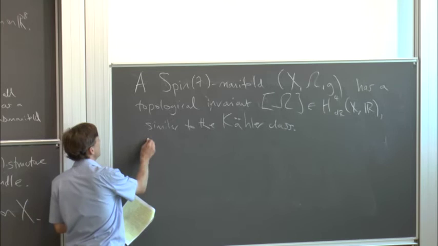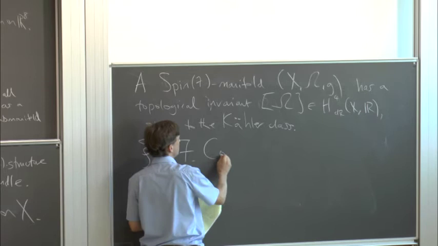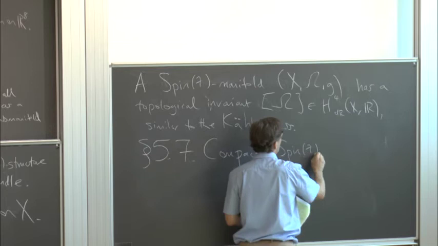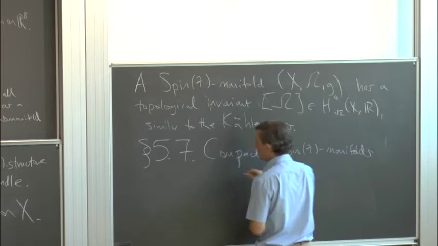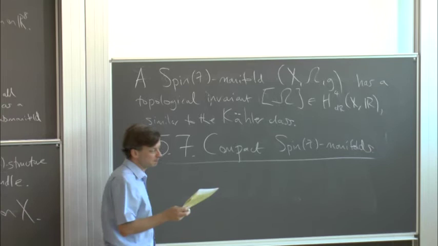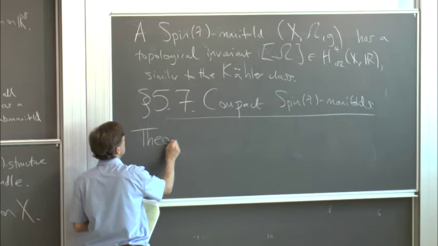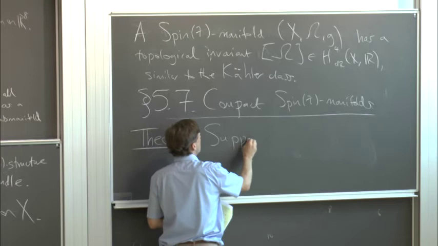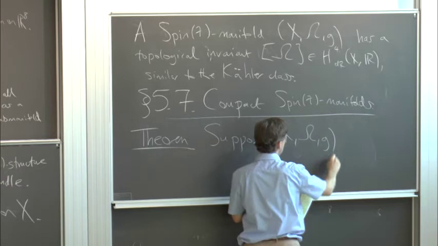Okay, let's have a section 5.7 on compact Spin(7) manifolds. Initially just on the general properties of them. So let's have a theorem. Let's suppose that (X, Ω, g) is a compact Spin(7) manifold.